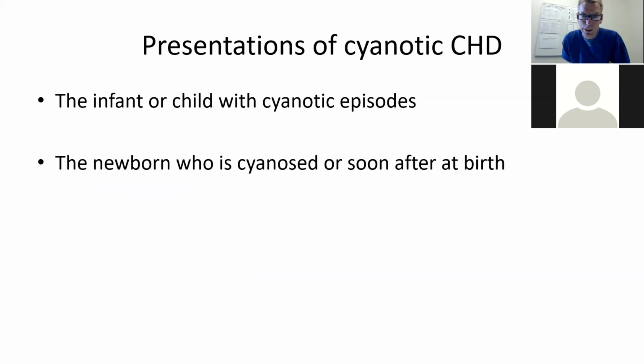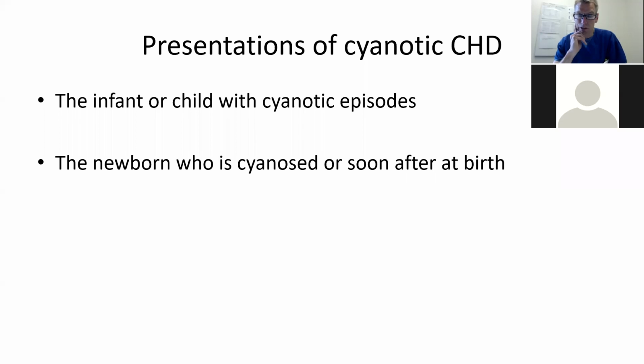So we're going to be talking about the clinical presentations of cyanotic heart disease, like babies and children that present with cyanosis, and it's because of heart disease. The infant or the child presents with cyanotic episodes, so spells of cyanosis, or the newborn baby who's cyanosed at the time of or very soon after birth. And of course, that baby might have a number of different things.